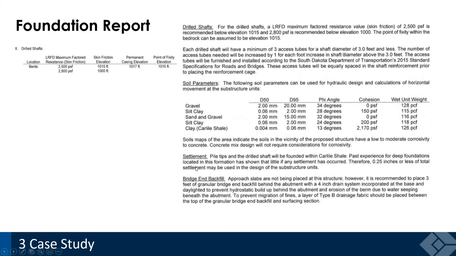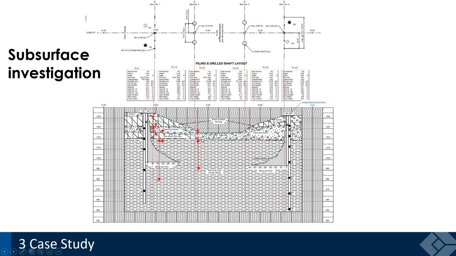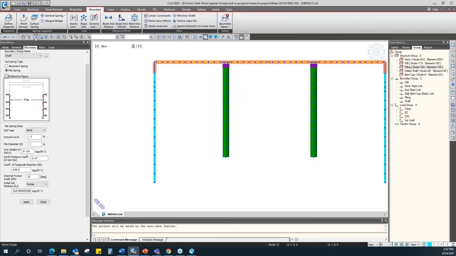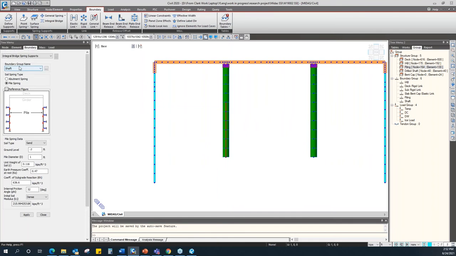And here for the drill shaft, basically we only have two soil layers. The first soil layer is sand and gravel, and the second is dark gray clay. I use the same method. So for the shaft, I also use the pile spring to define the soil spring of the piles. And I use the same method as I just demonstrated for the pilings to define the soil property around the pilings for the shafts.